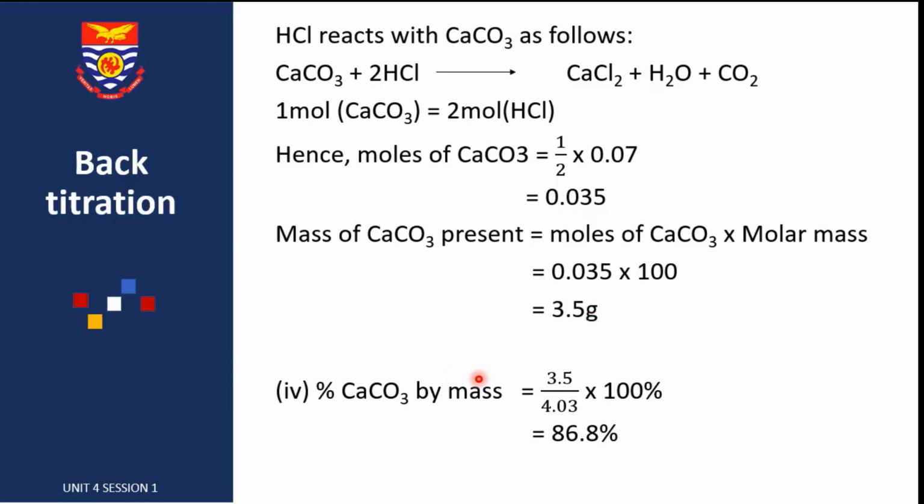The next is to find the percentage by mass of the calcium carbonate, and it is simple. We know the total mass that was used to be 4.03, out of which 3.5 is calcium carbonate. So to find the percentage by mass, we just have to divide the mass of the calcium carbonate that we have found by the total mass times 100, and that gives us 86.8%. In other words, for the whole of the mass that was weighed, 86.8% of it was calcium carbonate.